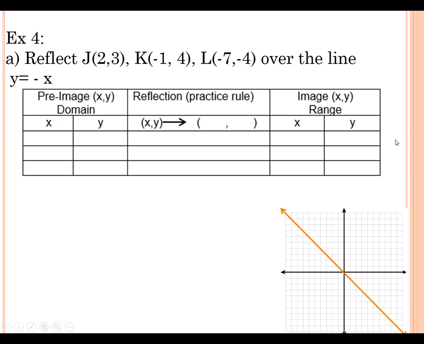So again, we plotted these. We used our patty paper. We flipped things over this line. So we started with L. We flipped that thing over the line, and we got 4, 7. Then we went on to K. We flipped that thing over the line and got -4, 1. Then we went on to J, and we flipped it over the line, y equals -x, and got -3, 2.